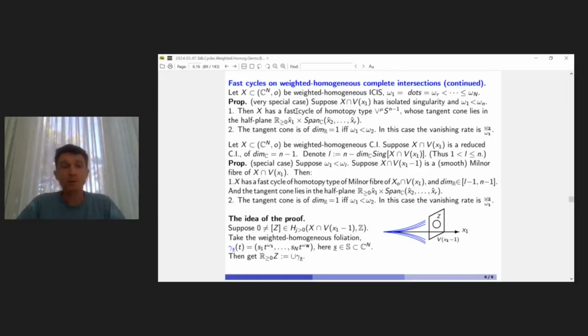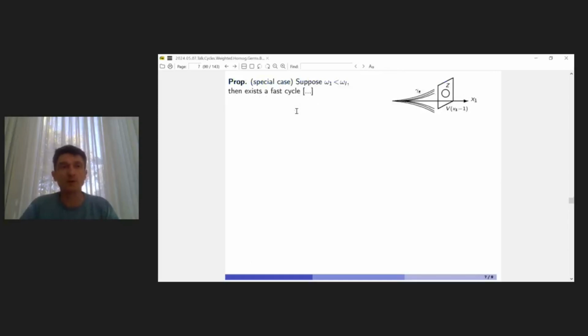Now the problem is all this was just for weighted homogeneous complete intersections, and very often one would like to have something for semi-weighted homogeneous complete intersections, for perturbations. So the question is how to generalize this proof. These were the previous results and the way to prove them. And the question is how to extend this result to a perturbation of a weighted homogeneous germ.